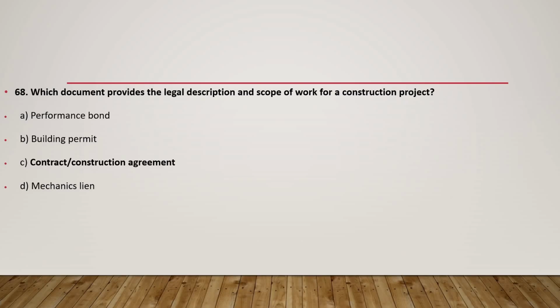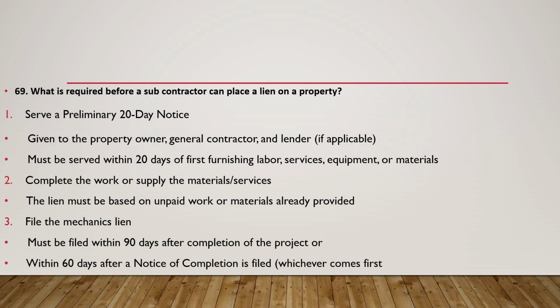68. Which document provides the legal description and scope of work for a construction project? C. Contract/construction agreement. 69. What is required before a subcontractor can place a lien on a property? First, serve a preliminary 20-day notice, given to the property owner, general contractor, and lender, if applicable. Must be served within 20 days of first furnishing labor, services, equipment, or materials.